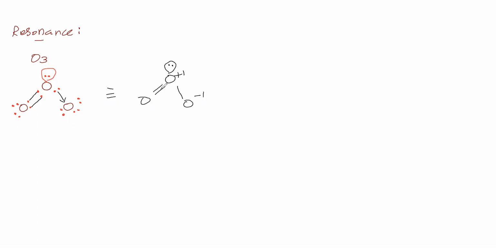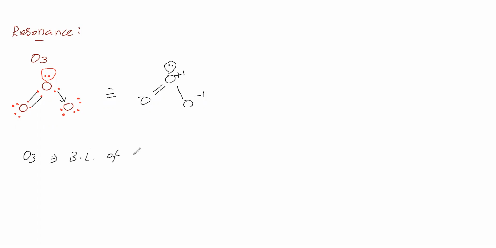Sir, while writing this Lewis dot structure, can we write the dative bond on the left side and the double bond on the right side? Yes, we can write the dative bond on the left side and the double bond on the right side. Then why write it? What is the necessity? Sir, now we will see the experimental fact. We will see what the experimental fact says.